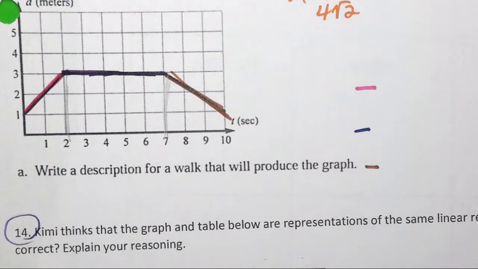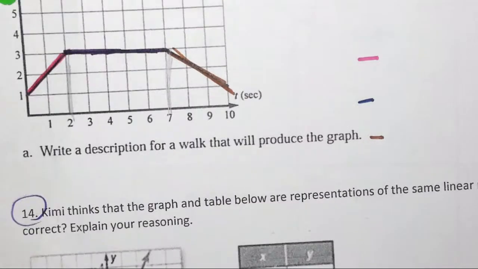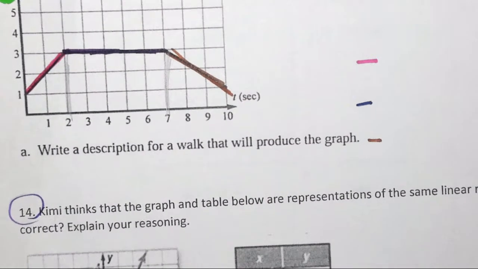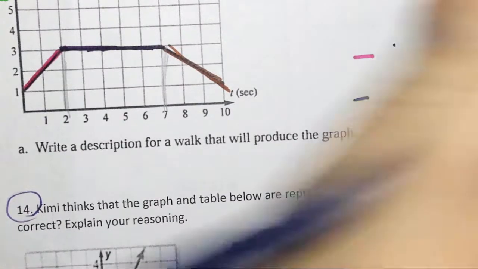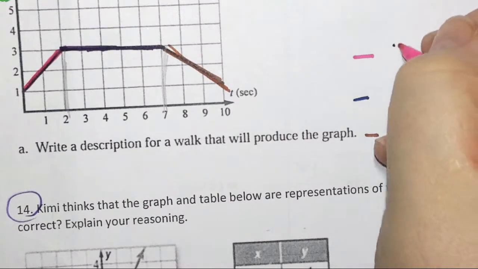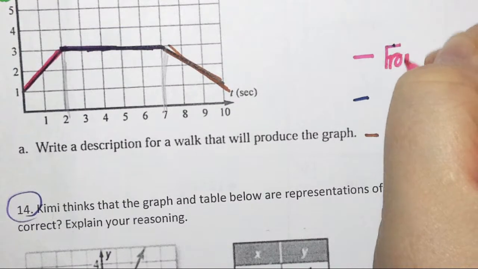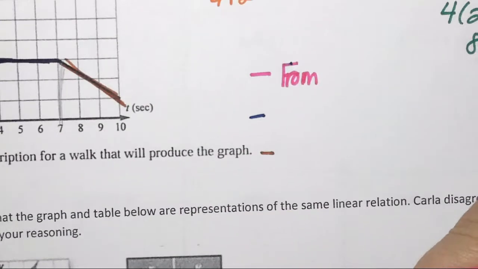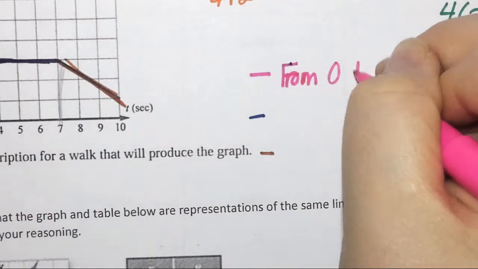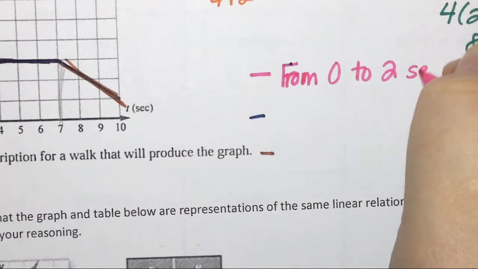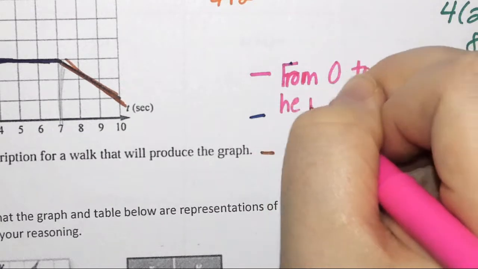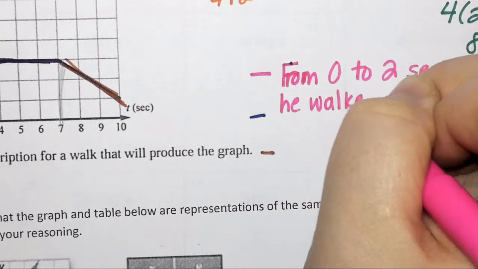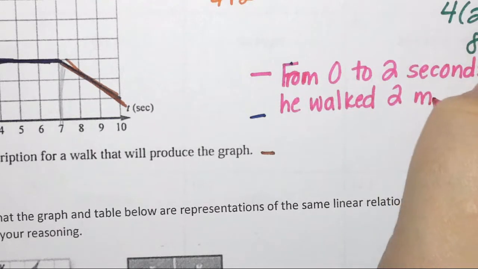I'm not going to be that specific. I'm lazy today, so I'm being a little more generic. I think I might say, I'll do an abbreviation of his. I'm going to do it shorter, though. From, if I can spell today, from 0 to 2 seconds. We'll assume it was a he. It didn't tell us. He walked 2 meters.